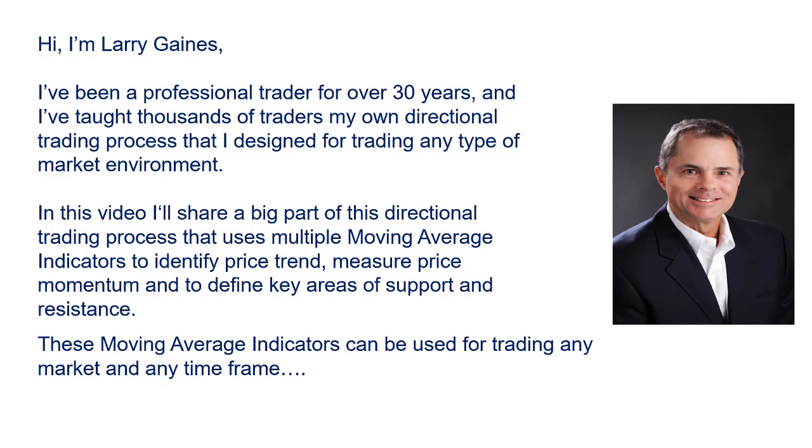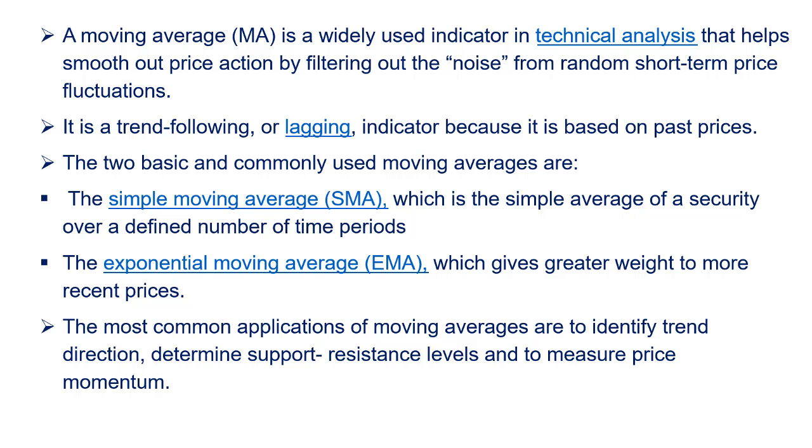Now, these moving average indicators can be used as a trading tool for any type of market and any type of time frame. Now, a moving average is a widely used indicator in technical analysis that helps smooth out price action by filtering out a lot of the noise from random short-term price fluctuations. So it's a trend following type of indicator, but it's a lagging indicator because it's based on past price.